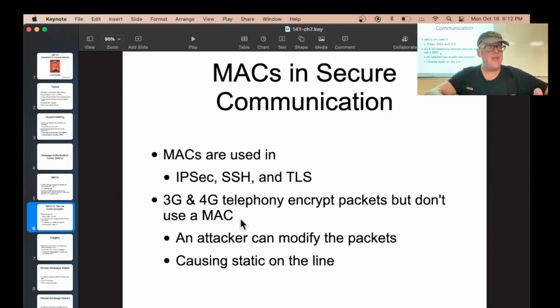WEP encrypted packets, but it didn't use a MAC, and that meant you could modify the packets on the line, because you could alter the packet and that would create static.